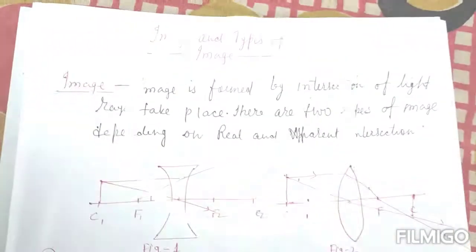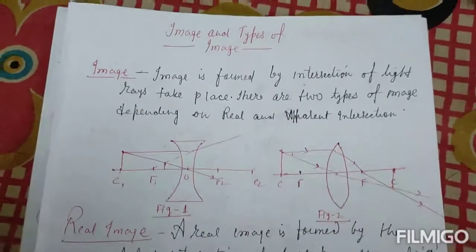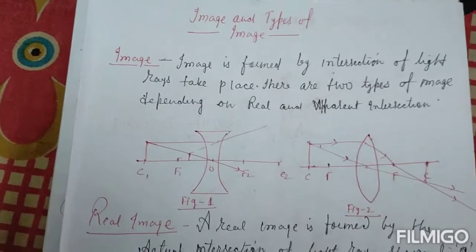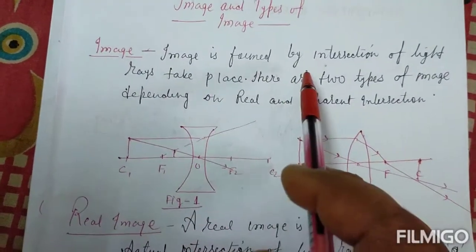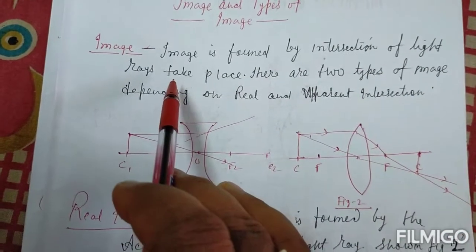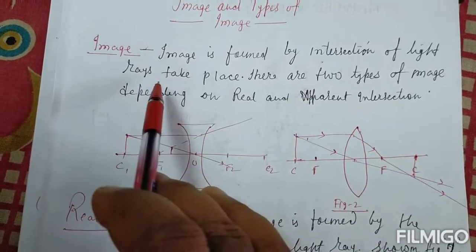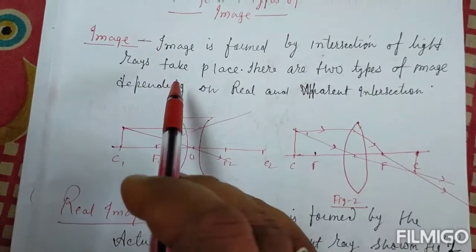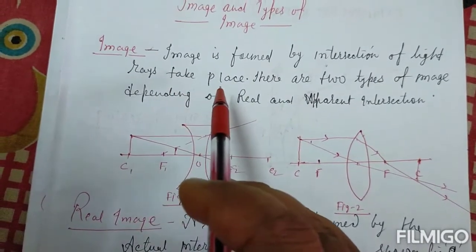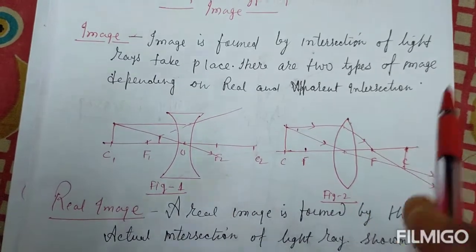Before seeing image formation by the lenses, we will see what an image is and how an image is formed, and how many types of image there are. An image is formed by the intersection of light rays after refraction. When light intersection takes place, an image is formed. There are two types of image depending on the real and apparent intersection.